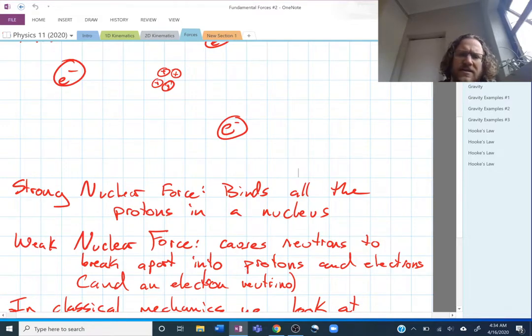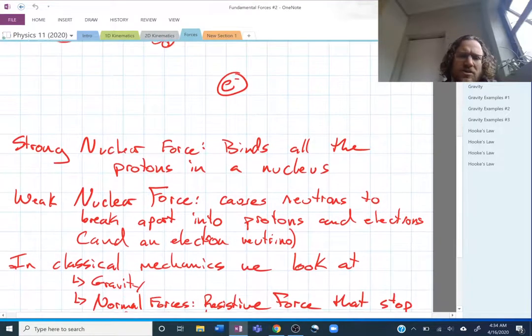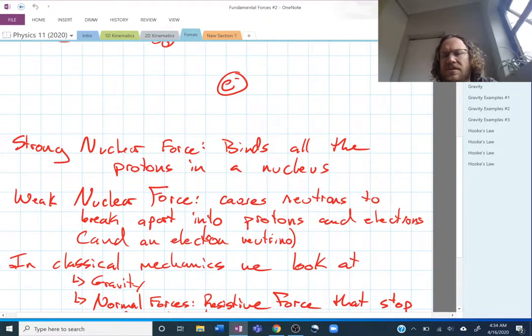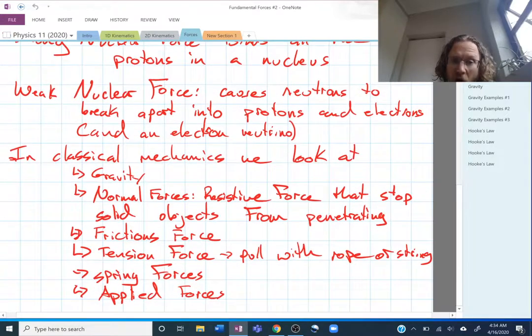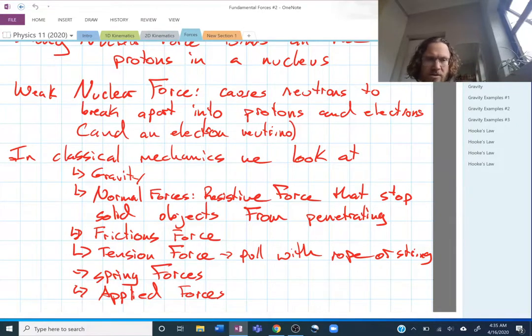In classical mechanics, it isn't always convenient to look at those four forces. They are the four fundamental forces, and all forces will fit together in there. But let's look at some common forces that we will talk about this year in a bit greater depth. We'll talk about gravity, which we'll do a little bit more today, and we've already talked about a little bit, where anything with mass is attracted to everything else with mass. We'll talk about normal forces. So this is the force that stops solid objects from penetrating each other.